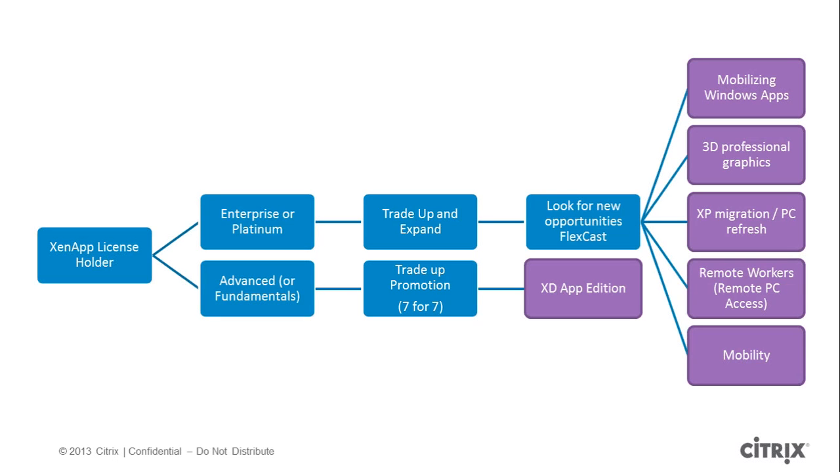For those customers who are Advanced, a Zen App Advanced license holder, they don't have a direct entitlement into the new Zen Desktop 7 platform. So their license isn't going to turn on new functionality in Zen Desktop 7, and so we have to move them into App Edition. So we have the existing trade-up licensing to get to Zen Desktop App Edition, and we have some messaging behind that, what we call 7 for 7, or the 7 reasons to move to Zen Desktop 7 to help support that movement, and we'll talk about that a little bit later here in the presentation.